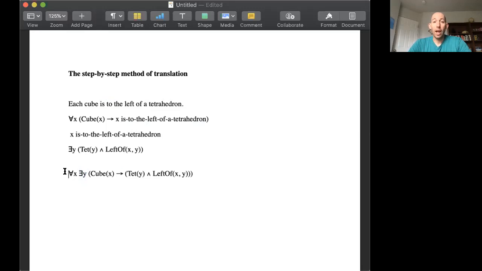The reason for that has to do with the order in which quantifiers appear and the difference in meanings. If you are confused about that, go back to the lecture on mixed quantifiers, where we cover the important difference between the order of appearance of the quantifiers. Okay, so that covers the first example, or the basic idea behind the step-by-step method of translation.